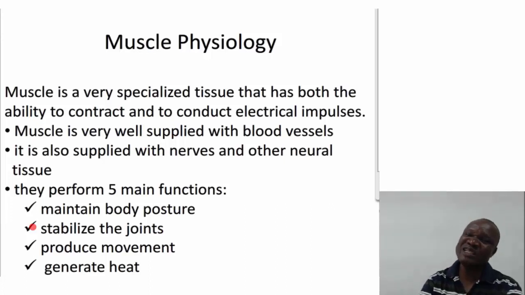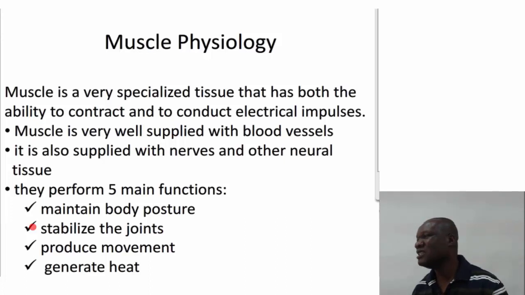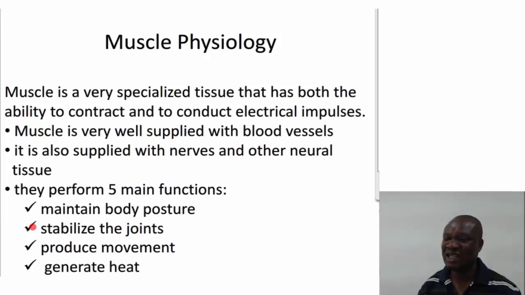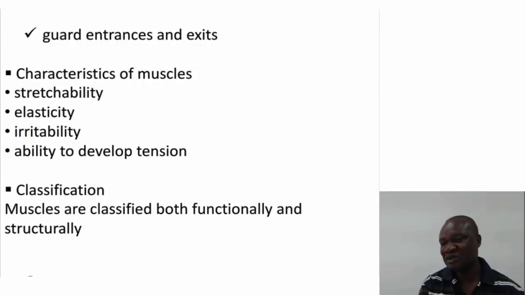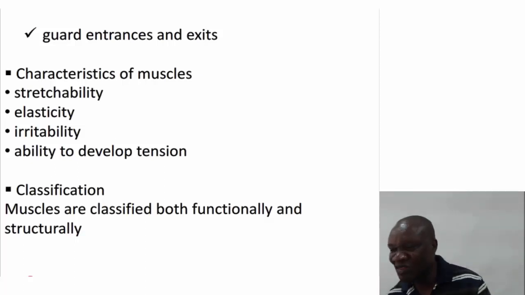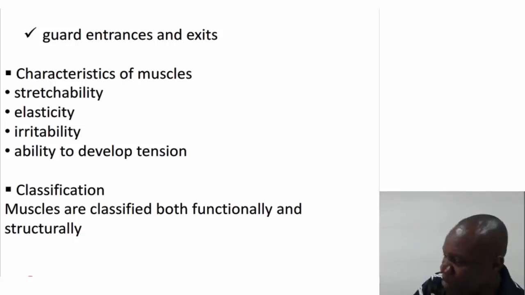Then they generate heat. As a result of muscular activity, heat is generated, and this will help us to regulate body temperature. And finally, they guard entrances and exits. There are sphincters which ensure that these entrances are guarded, and these sphincters are made up of muscle.